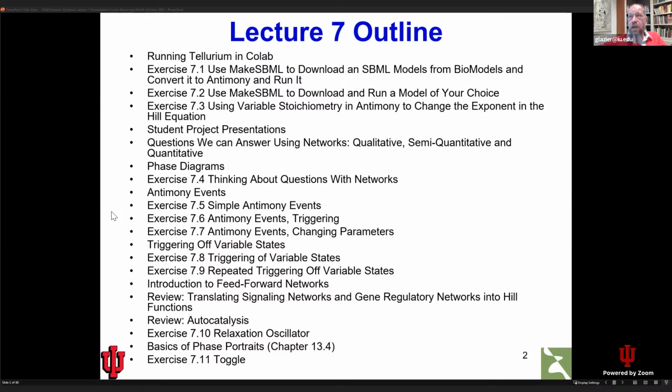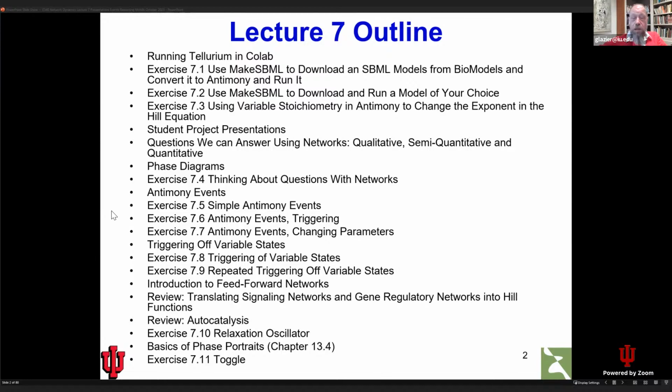So we're going to start out by talking about running Tellurium in Colab. We will also use the MakeSBML function that we didn't get to work last week. And then I'll talk a little bit about using variable stoichiometry in Antimony. And then we'll have the student project presentations, and we'll talk about what kinds of things you can do with networks and how to ask questions about them. And then we'll see after that how far we get going forward.